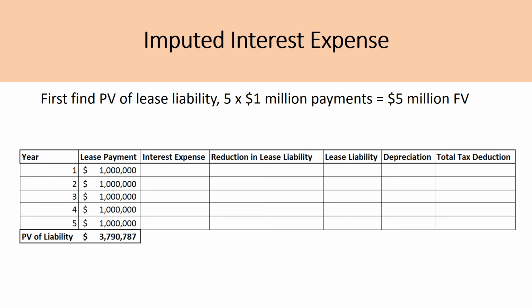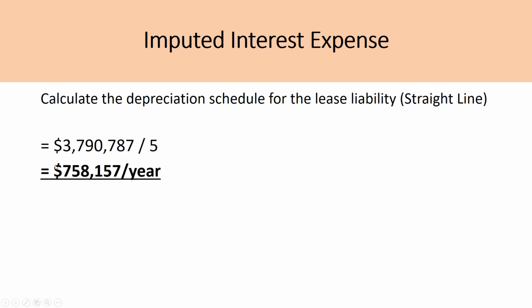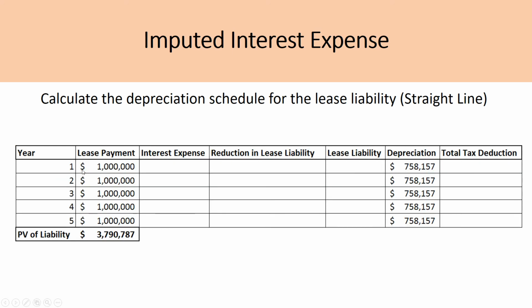It's relatively easy because based on the present value of this capital asset, we'll assume straight line. So we just divide the present value of the liability by 5 to get a depreciation charge each year of $758,157. Okay? And so we can put that into our schedule right over here.